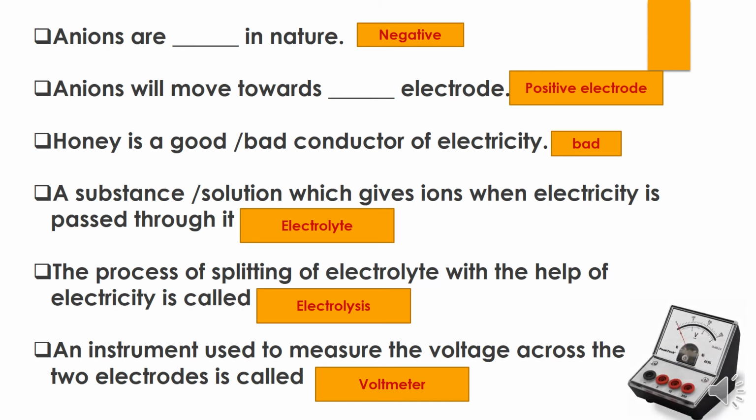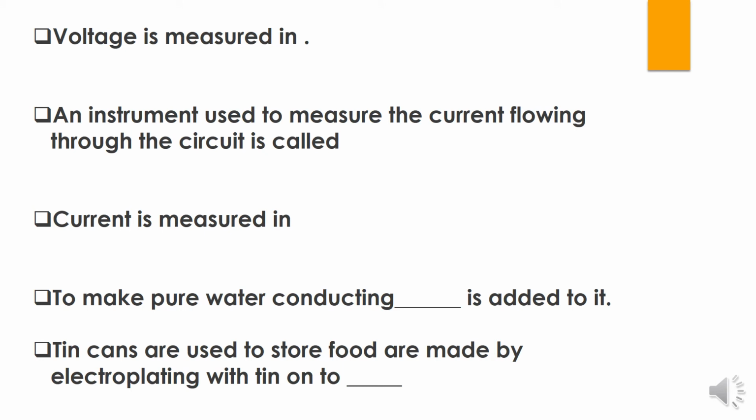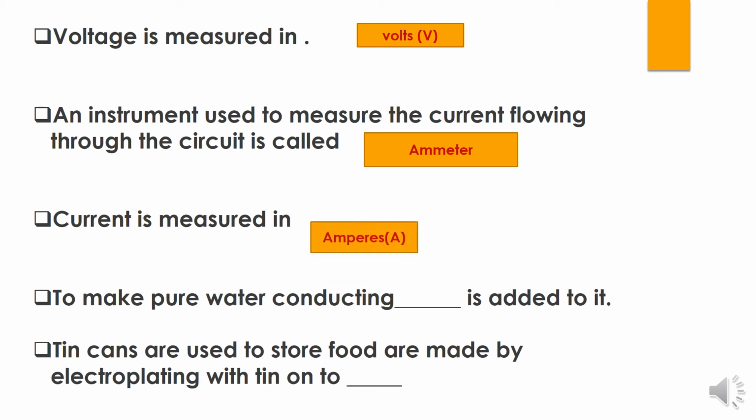And this is the voltmeter. I hope all the answers you have done correctly. If not, check the answers from here. Now come to the next question. Voltage is measured in volts. Like you might have heard 10 kilovolt, 15 kilovolt. So capital V is volts. Next, an instrument used to measure the current flowing through the circuit is nothing but an ammeter. Current is measured in amperes, that is capital A.